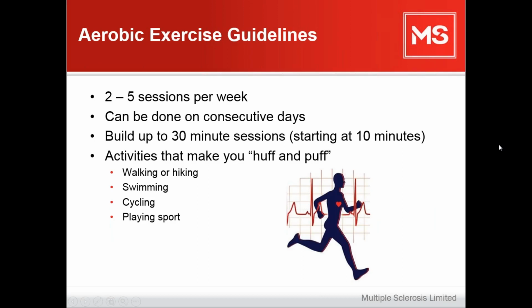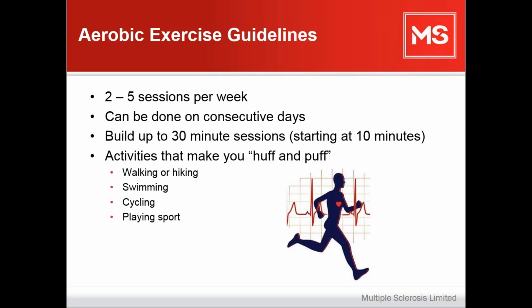Aerobic exercise. So I mentioned that aerobic exercise can be really good for reducing fatigue and pain and stress and all those kind of things that can play into spasticity. So the guidelines for aerobic exercise is sort of say 2 to 5 sessions a week. It can be done in consecutive days, so you don't necessarily need rest days, but with MS, because you may suffer from fatigue and it may take you a little bit longer to recover from exercise, you might need a rest day in between, but it is safe to do every day if you wanted to.